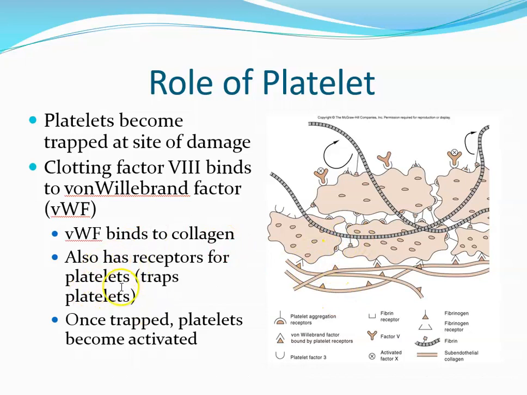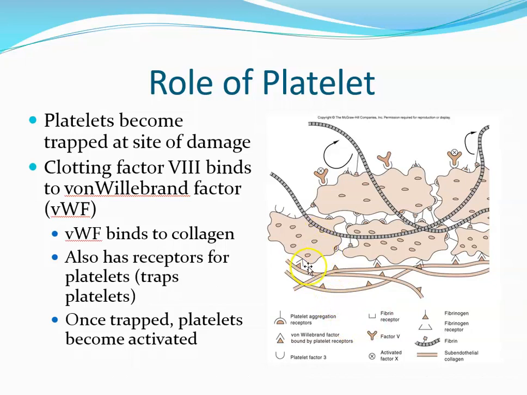Now, when there is damage, blood will be flowing to the site of damage, and as the blood flows, the platelets will become trapped. One of the clotting factors, known as clotting factor 8, binds to a material called von Willebrand's factor. Now, clotting factor 8 is not represented on this picture, but von Willebrand is. These are the triangles that we see on the collagen.